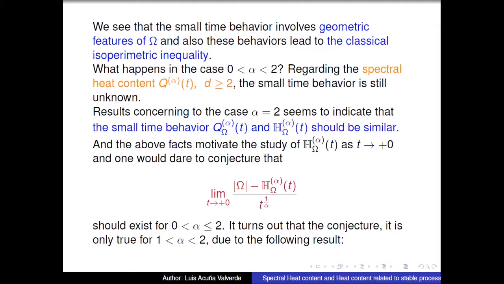So what happens in the case alpha between 0 and 2? Regarding the spectral heat content, as far as I know, the small time behavior is still unknown.